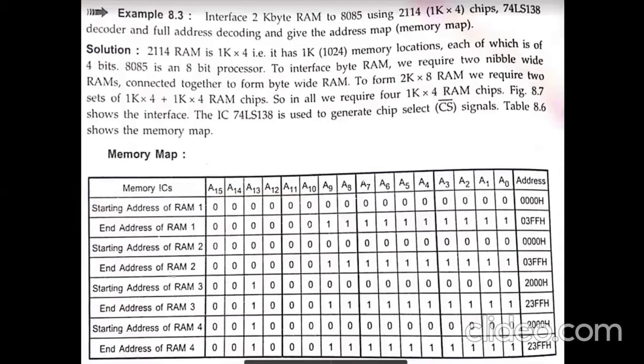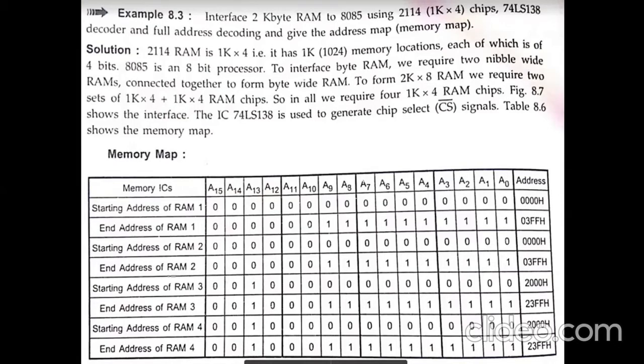Now we are going to see one example. Interface 2 kilobyte of RAM to a microprocessor using 1 kilobyte into 4 chips. Use the decoder and full address decoding, and give the address map. So next we are going to see one example.